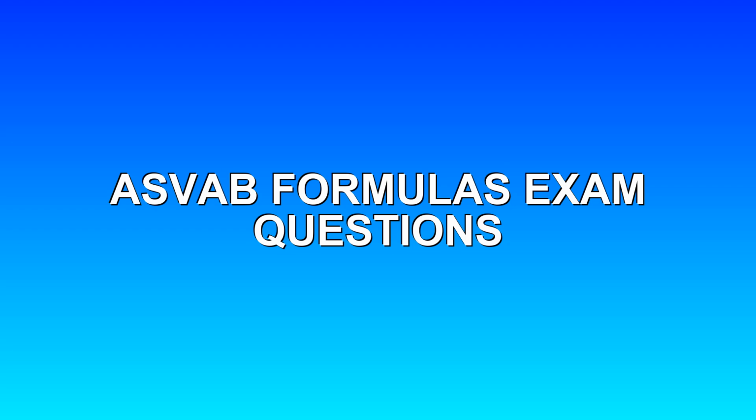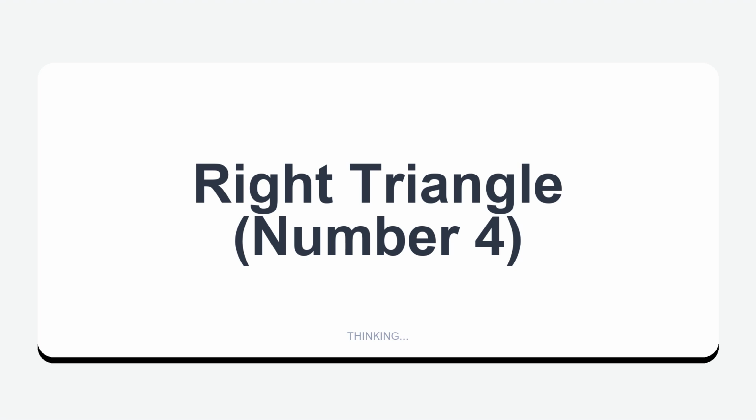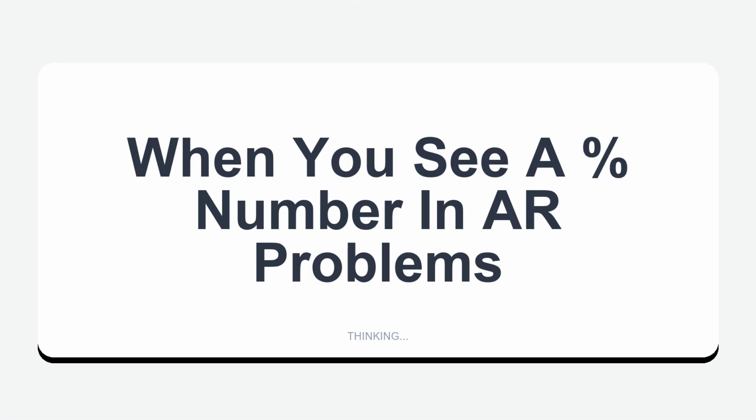ASVAB formulas exam questions. Right triangle, number 4: 5, 12, 13. When you see a percent number in AR problems, always change it to a decimal and multiply.